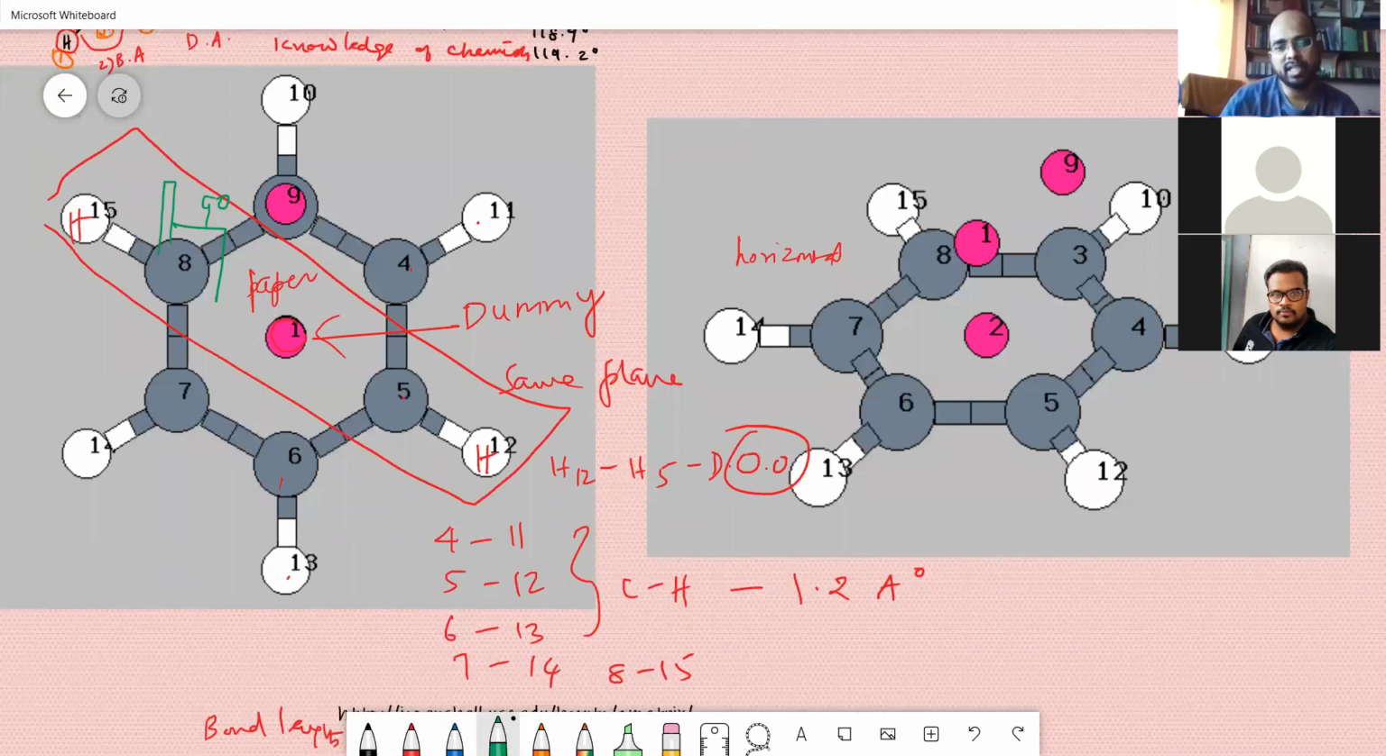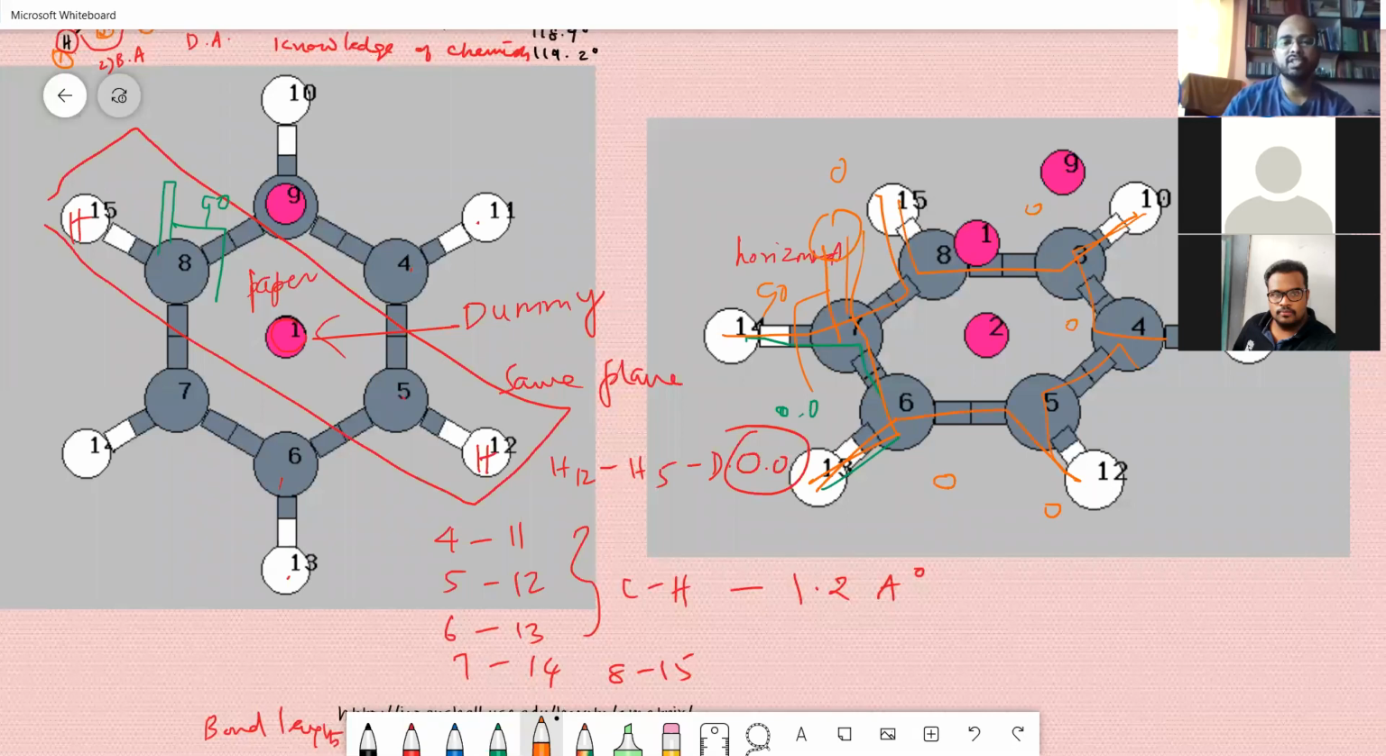So all these hydrogen atoms, 13, 6, 7, 14, have a dihedral angle of 0. If this hydrogen atom moved up like this, it would become 90 degrees. 14, 7, 8, 15, 0. 15, 8, 3, 1, 0. 1, 3, 4, 11, 0. 11, 4, 5, 12, 0. 13, 6, 5, 12, 0.